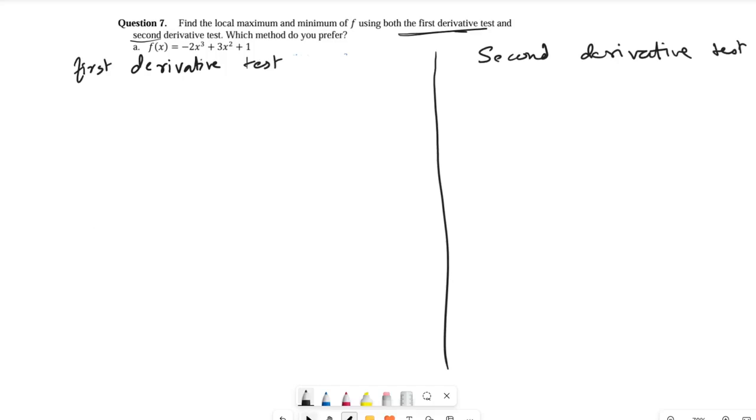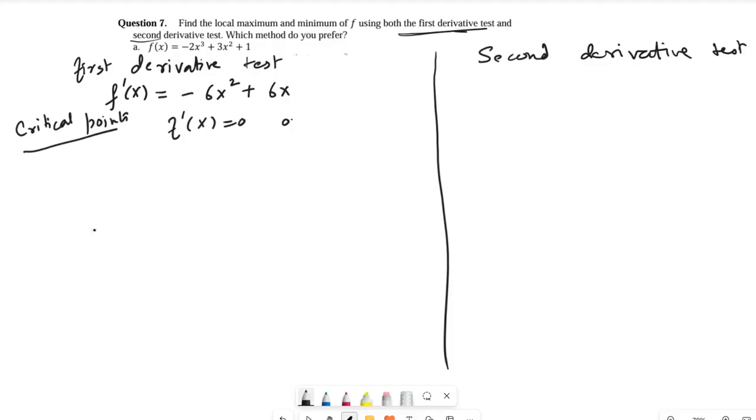Okay. For the first derivative test, obviously we have to find the first derivative of the function. The first derivative of this is negative 6x squared plus 6x. After finding the first derivative, the step is to find critical points. Critical points are where the first derivative equals 0 or the first derivative does not exist. Now here the first derivative is a polynomial which exists everywhere. Therefore, we don't have to worry about this. So we can just put the first derivative equal to 0.